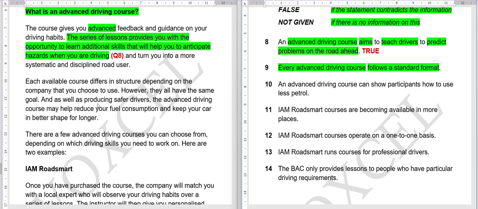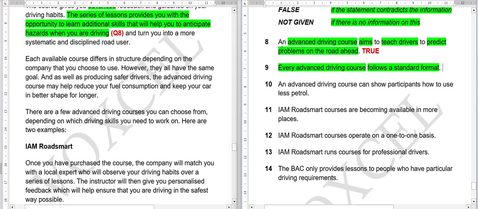Let's read the question together. Each available course, so yeah, every course, each course, so that's our location. It differs in structure depending on the company that you choose to use. However, they all have the same goal. So they're saying that each available course differs in structure depending on the company you choose, but they have the same goal. And as well as producing safe drivers, the advanced driving course may help reduce your fuel consumption and keep your car in better shape for longer.